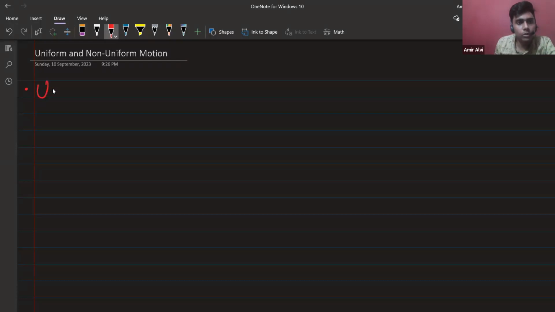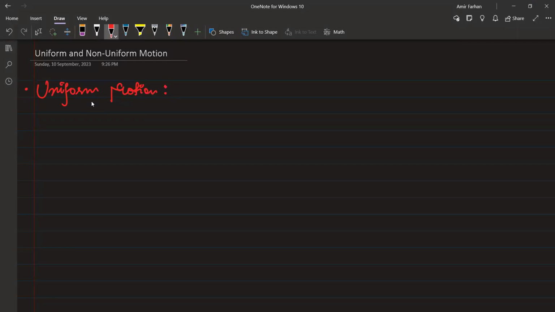So let me write down the first thing, which is uniform motion. As the name suggests, uniform means, as you know, in the school all the students wear the same clothes. Yes or no? Yes, sir. Because there's a discipline in the school. All students should look the same, not different.